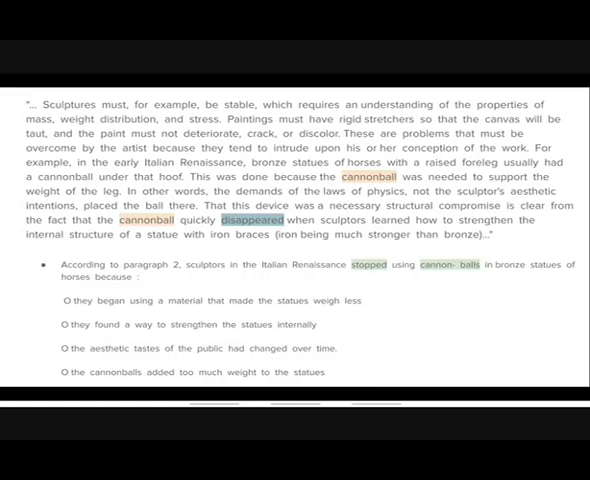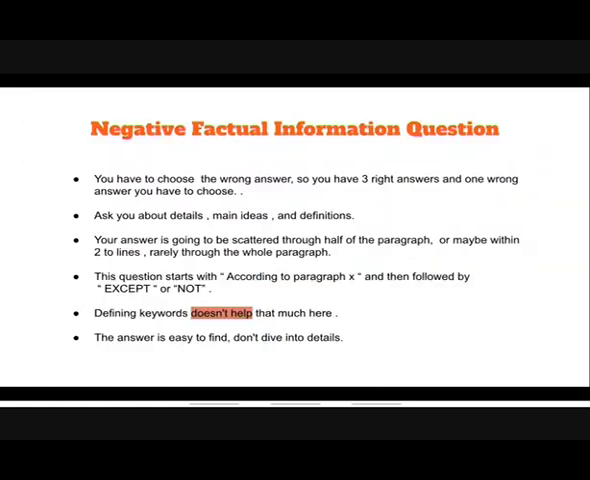Now we are moving to the negative factual information question. This one goes along with most details of the previous type, but here probably your answer is going to be scattered in half of the paragraph or maybe less. What I mean is that your answer either will be within 2 to 3 lines or maybe in half of the paragraph. Furthermore, here they are asking you to choose the wrong answer. So you have 3 right choices and 1 wrong choice which you have to choose.